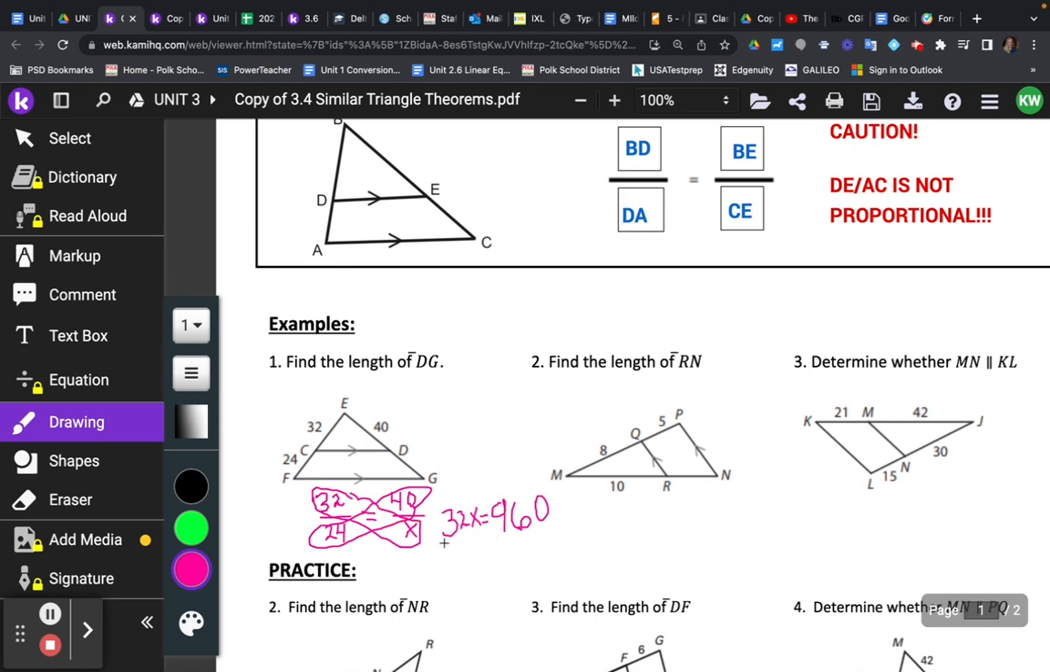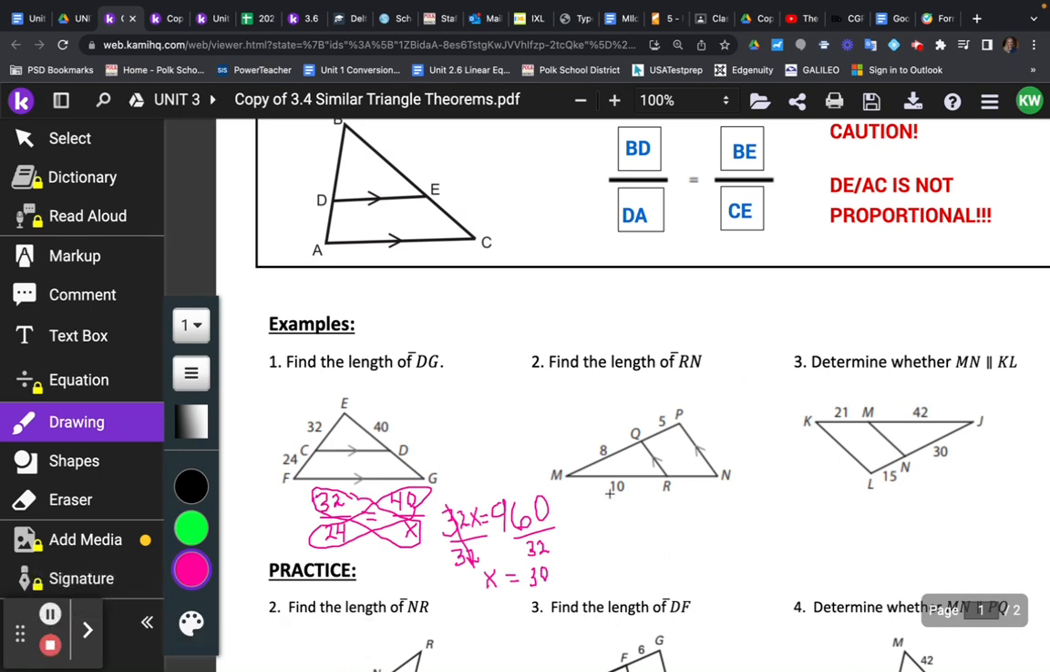So what do we do last? Well, we're going to divide both sides by 32. Remember, we are dividing 32 divided by 32. That equals 1. We're not canceling. And then 960 divided by 32 means x is going to be equal to 30. Let's try another one.